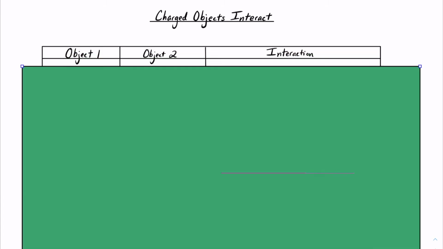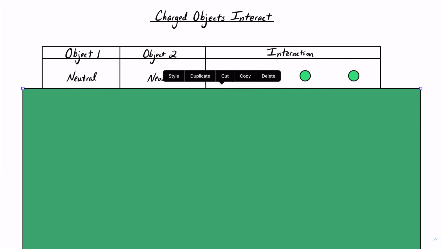This level of detail with protons and electrons is not going to be important moving forward, because we'll just say an object is either positively charged, negatively charged, or neutral. If we have two neutral objects and we bring them nearby each other, we don't observe any interaction, nothing happens. We should expect this because most objects we come in contact with are neutral.